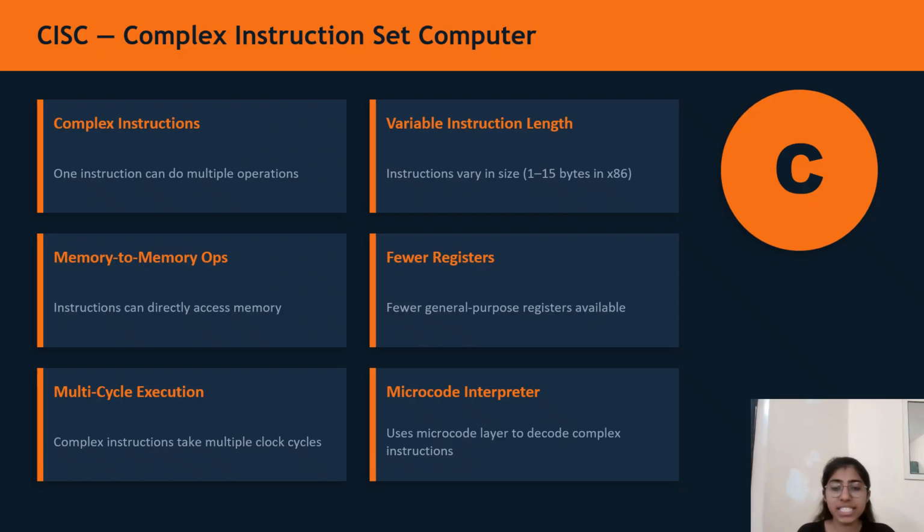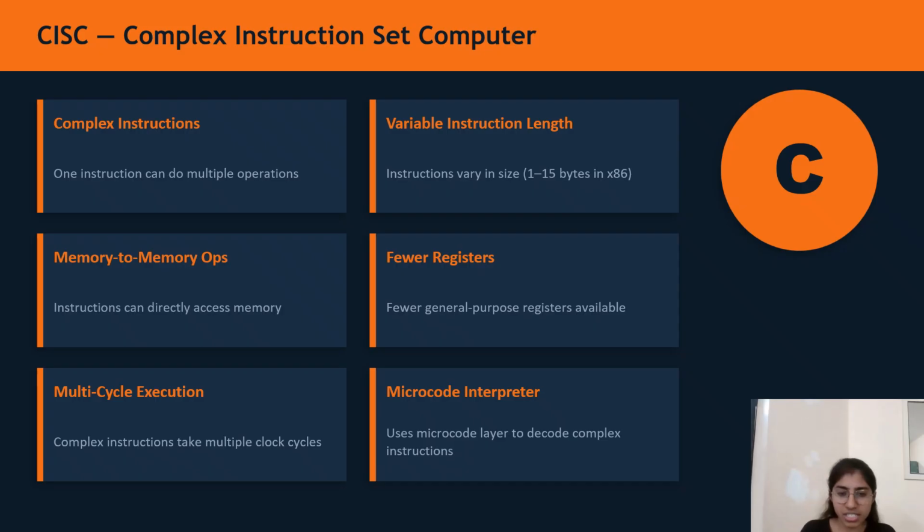First, complex instructions. A single instruction can load data from memory, perform a calculation, and store the result, all in one go. Second, variable instruction length. Instructions can vary in size from 1 byte to as many as 15 bytes. This makes decoding more complex and harder. Third, direct memory access. Unlike RISC, CISC instructions can directly read from and write to memory without needing separate load and store steps.